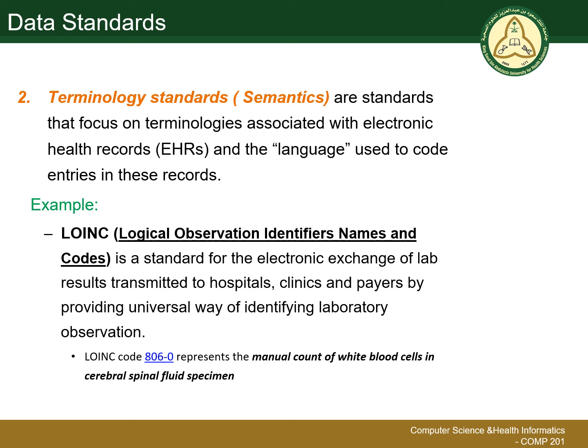So, for example, this is the LOINC code 806-0. This code represents the manual count of white blood cells in a cerebrospinal fluid specimen.